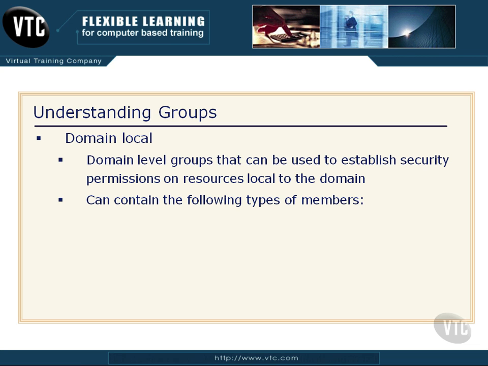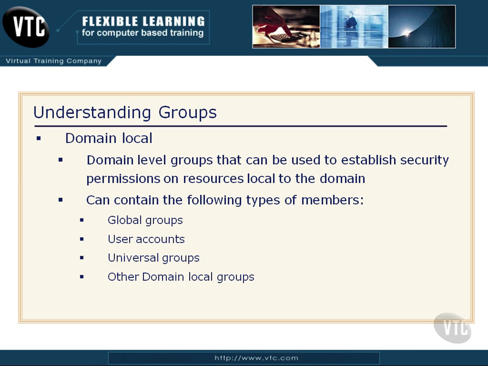Now, a domain local group, make sure you get this part, can contain the following types of members. We can put global groups inside a domain local group. We can put user accounts in that domain local group. We can put universal groups into that domain local group. And we can put other domain local groups inside there. And we primarily use these domain local groups to provide access to resources. So you'll see quite a few domain local groups.